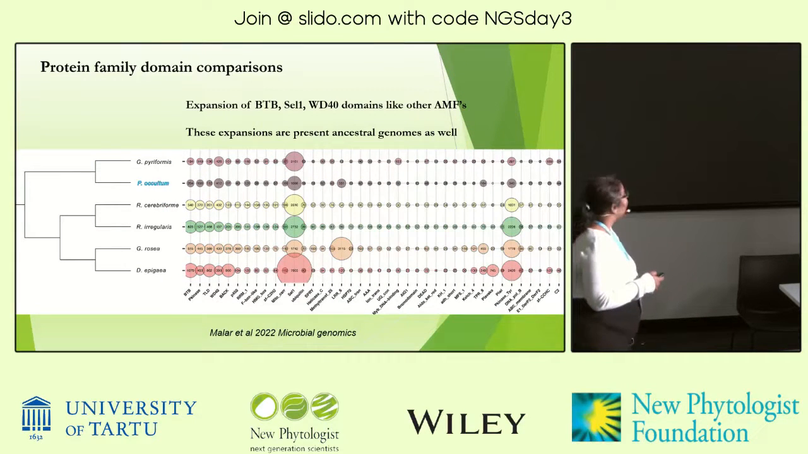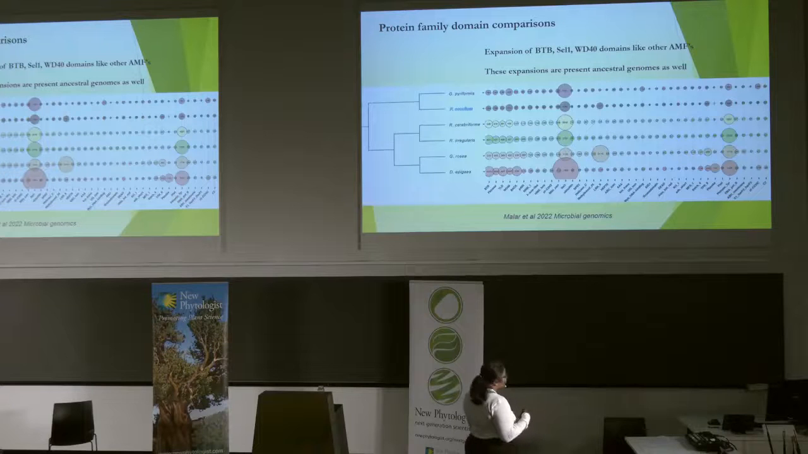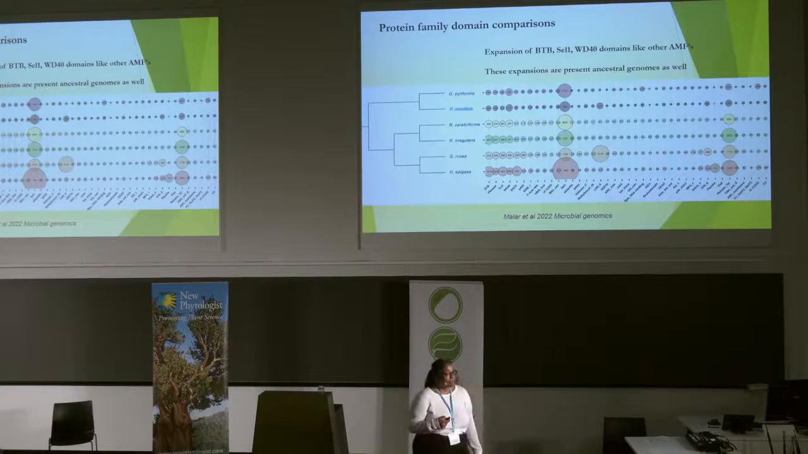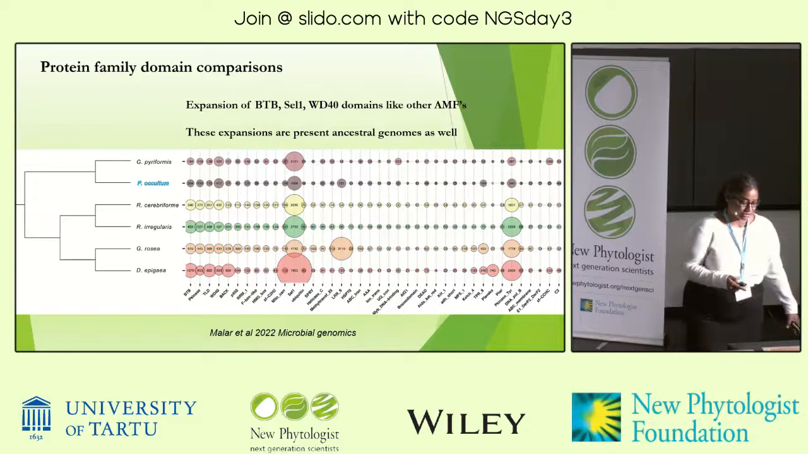And we looked at domain family expansions, which occur in all other AM fungi too. We saw repeat related domains such as BTP, CEL1, and WD40 domains, which are expanded in all the AMF, and these expansions are also present in Geosiphon and Paraglomus.